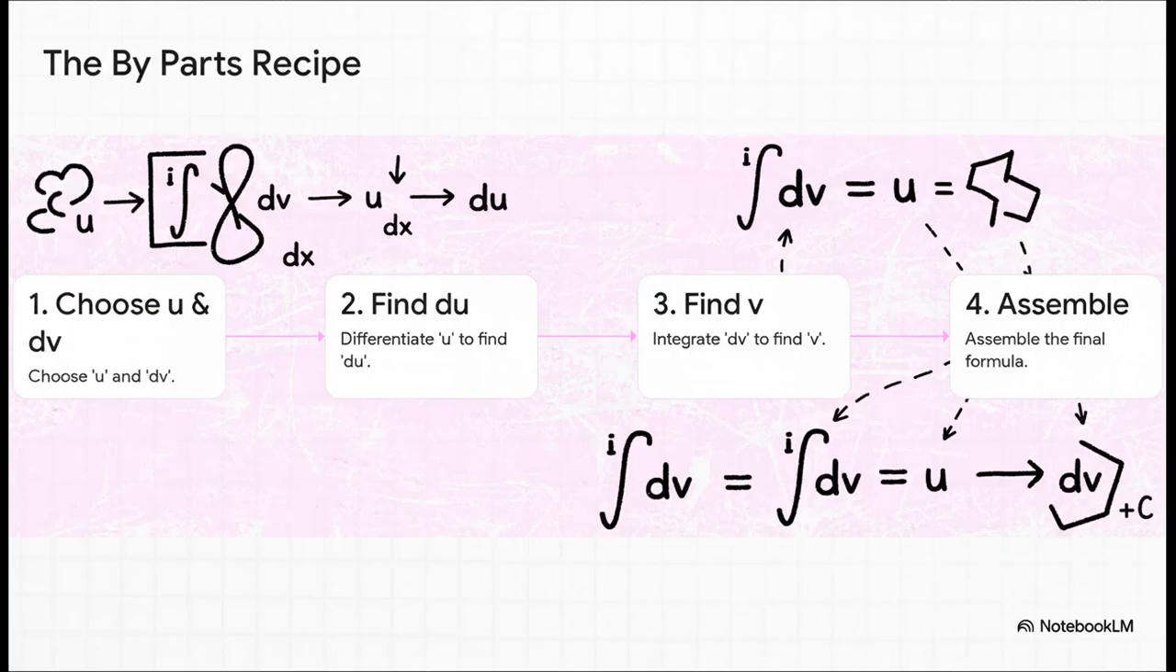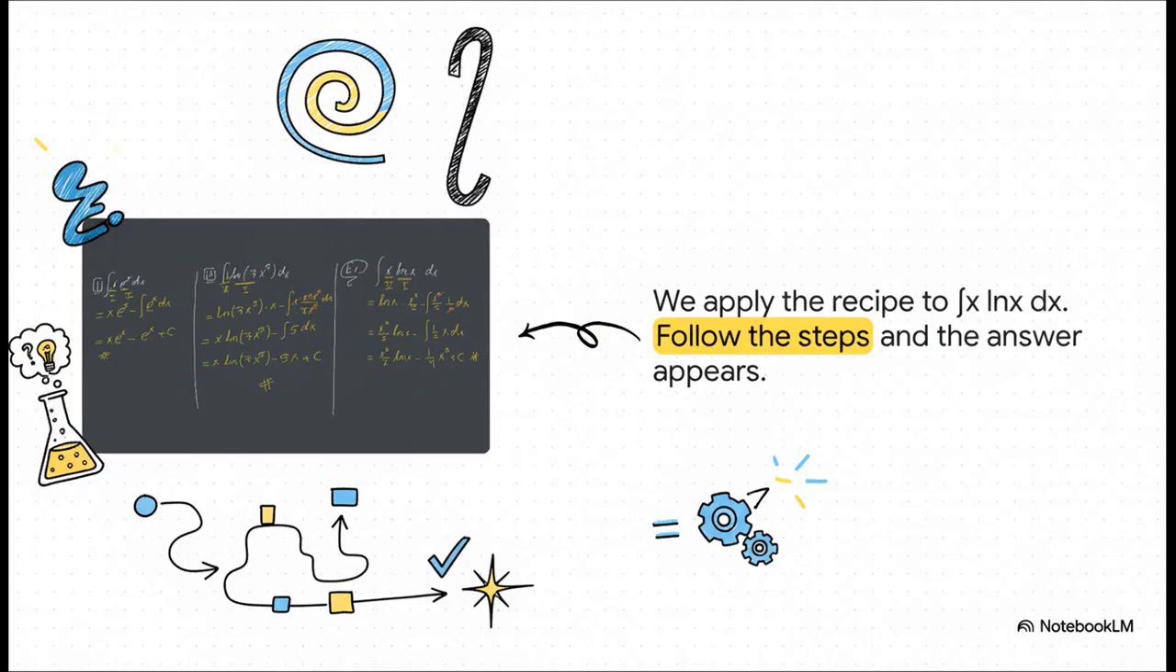And here is that recipe broken down into 4 simple, manageable steps. Step 1, look at your integral and decide which piece is going to be your u and which part is going to be your dv. Step 2, differentiate your u to find du. Step 3, integrate your dv to find v. And finally, step 4, just plug those 4 ingredients, u, v, du, and dv, back into the main formula. It's that systematic. Okay, let's put this recipe to the test.